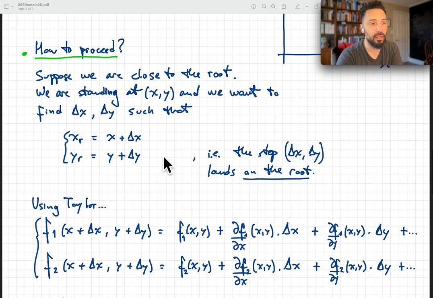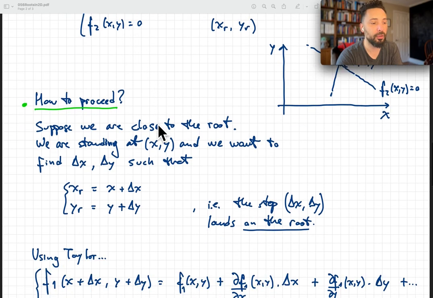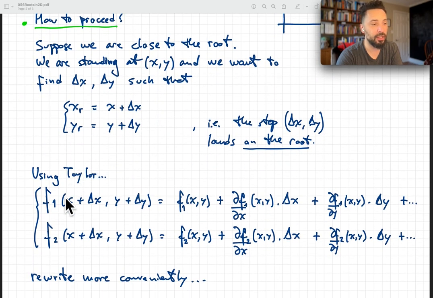And the conditions that determine the location of the root are these two, f1 of x, y equal to 0 and f2 of x, y equal to 0. So let's do a Taylor expansion of f1 of x plus delta x, y plus delta y around x, y, the point that we're taking as a reference, our starting point x, y. That will be equal to the function at x, y, and then we have corrections coming from the first derivative of f1 with respect to x, and the first derivative with respect to y.